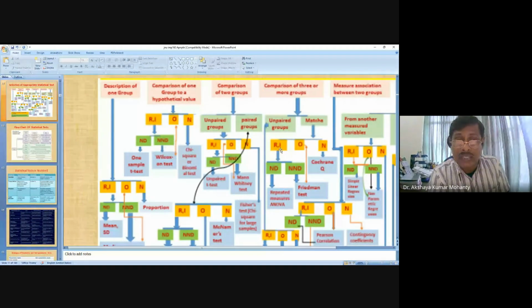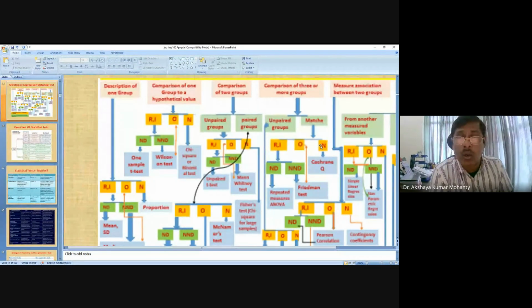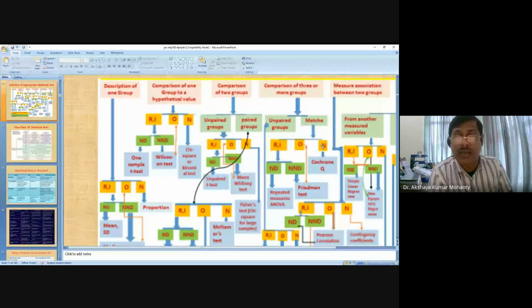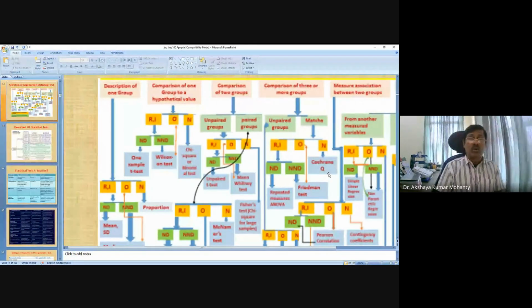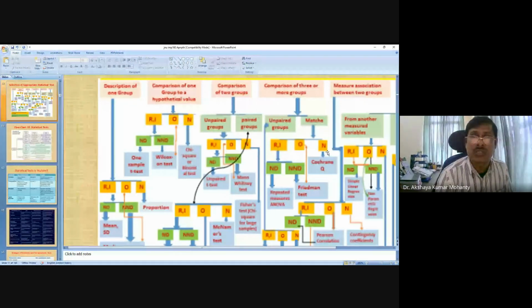So if it is ratio and interval, it must touch the non-normal distribution. Then you can use the Friedman test. Now the last part of this matched one is the nominal data set. If it is nominal or categorical data, then you can use none other than the Cochran's Q test. This test you can use for matched comparison of 3 or more groups.